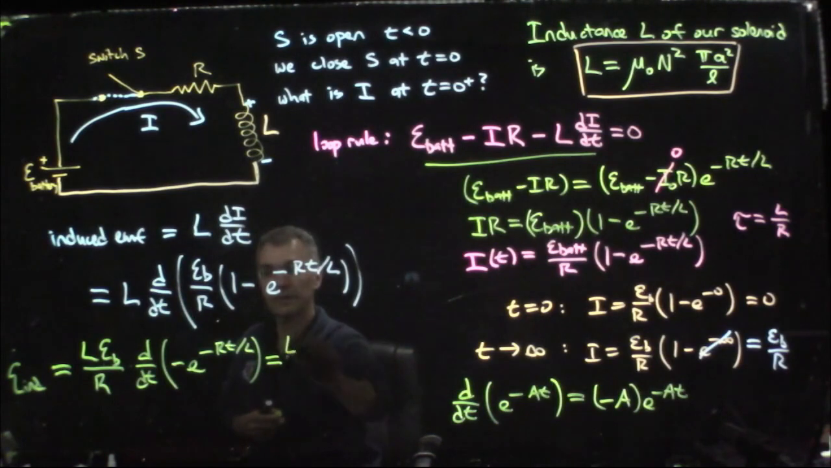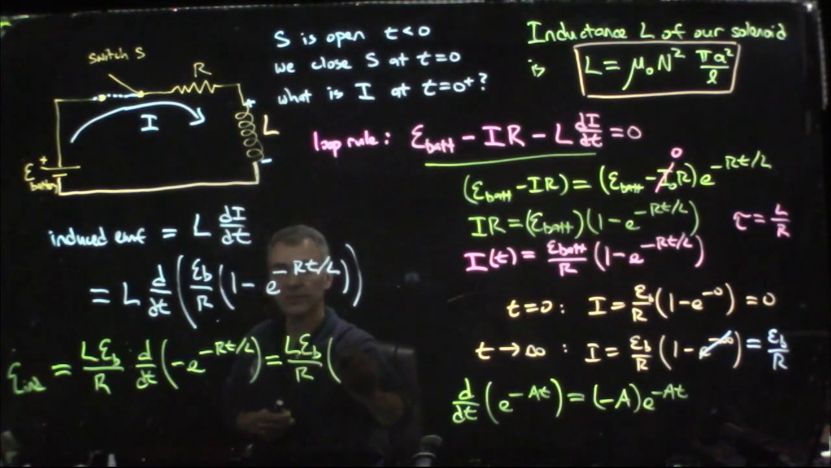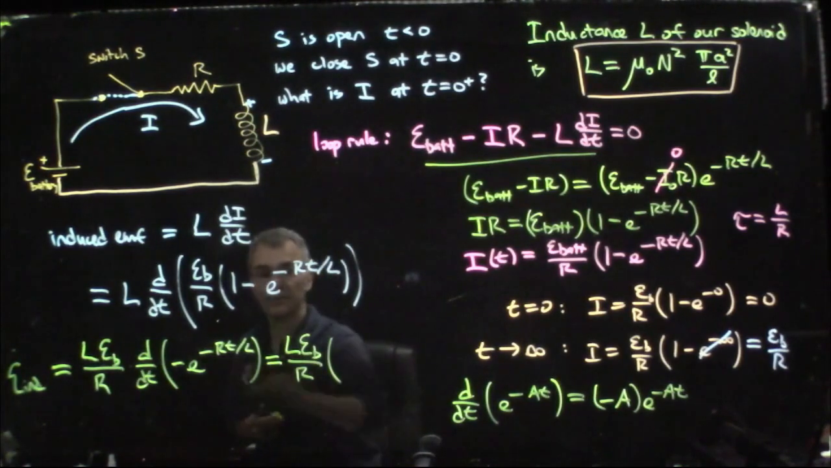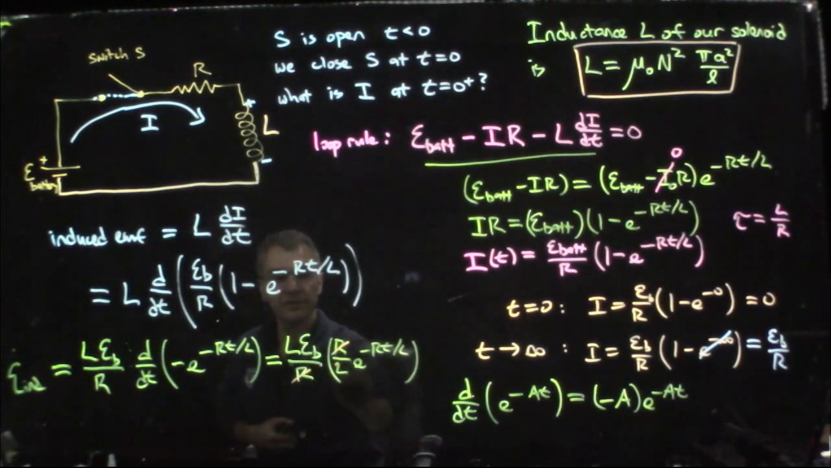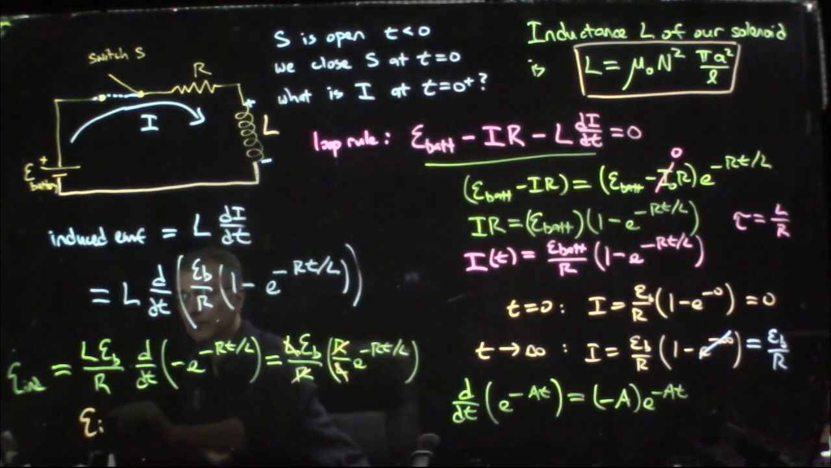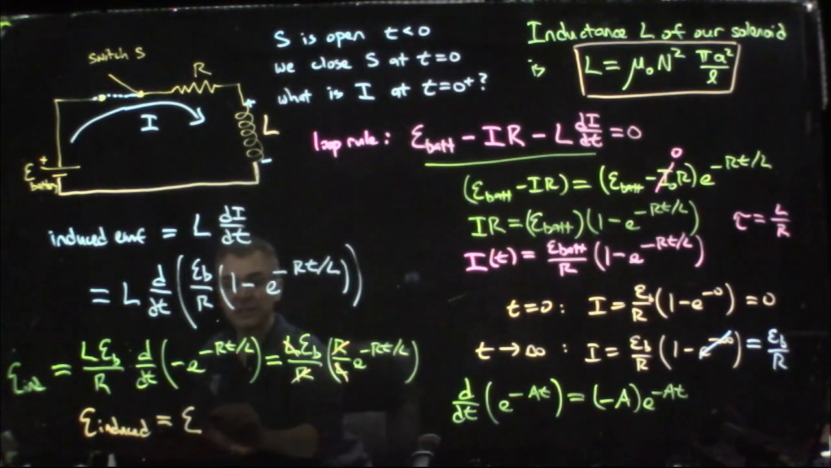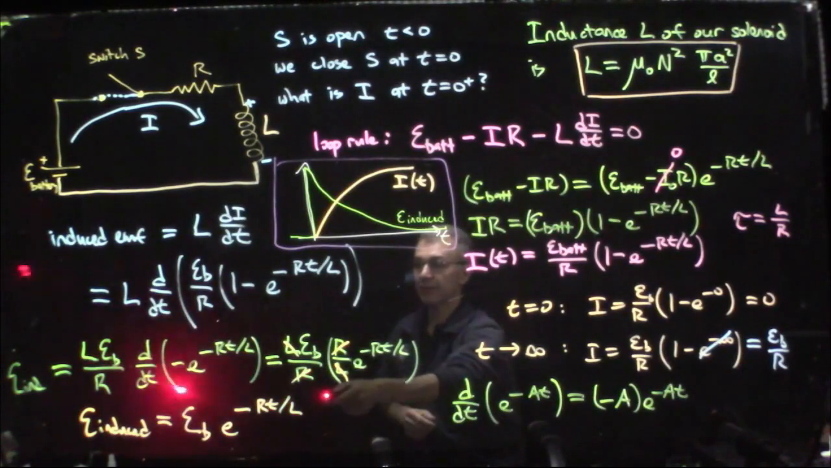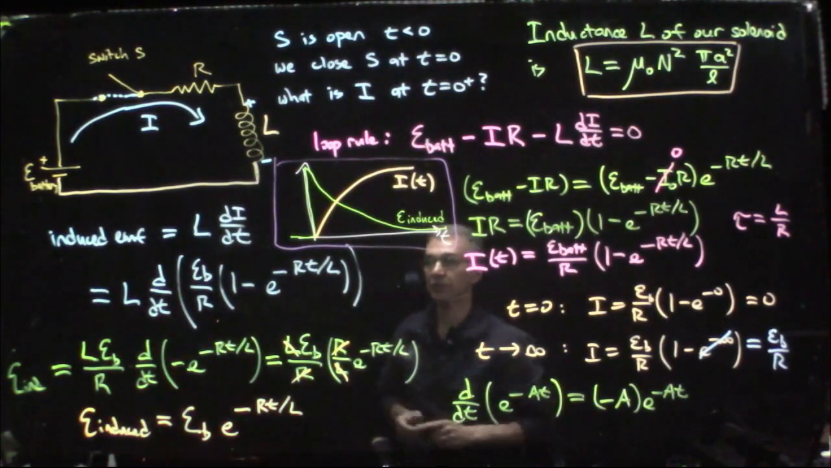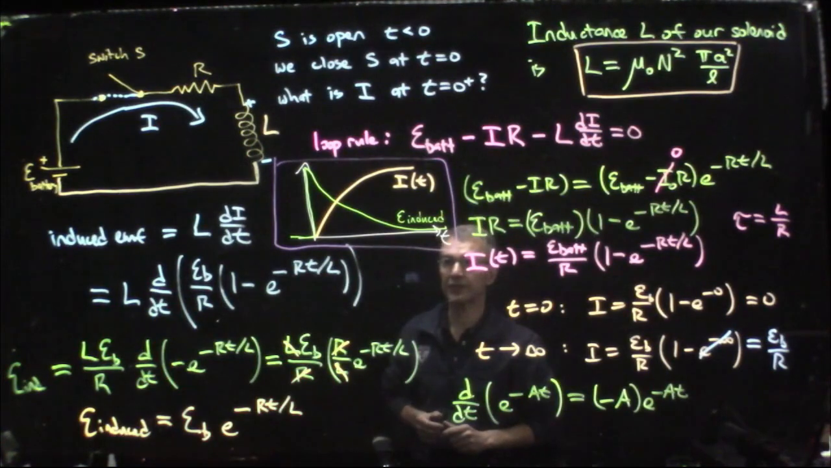This equals L battery EMF over R. This is this constant. The constant is minus R over L, so that minus sign cancels that minus sign. So we have R over L e to the minus RT over L. The R cancels, the L cancels, and we get the induced EMF equals the battery EMF times e to the minus RT over L. So this is the magnitude of the induced EMF, the battery EMF times e to the minus RT over L. Let's think about the sign of the induced EMF.